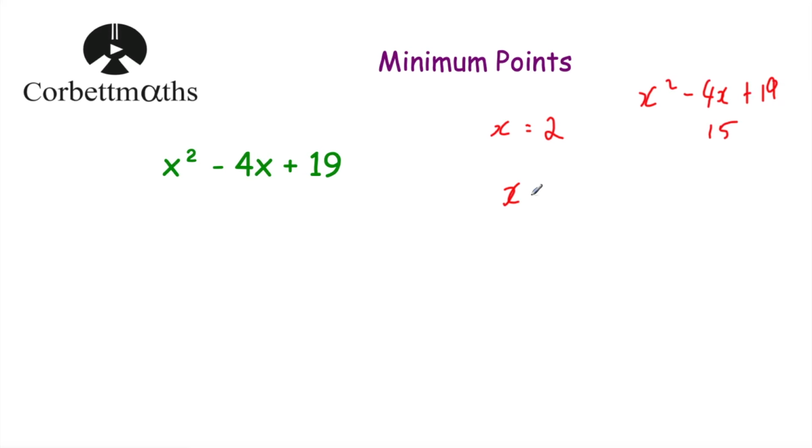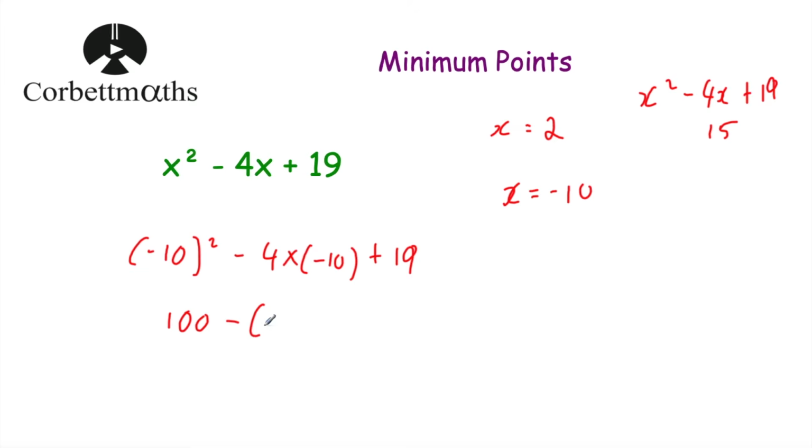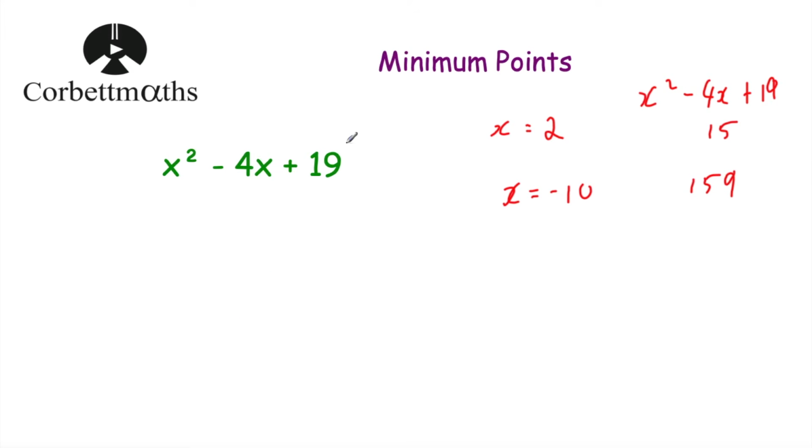We may have substituted other values, perhaps a negative value such as negative 10. Whenever x is equal to negative 10, we would do negative 10 squared minus 4 times negative 10 plus 19. Negative 10 times negative 10 is 100, and 4 times negative 10 is negative 40, so we're taking away negative 40, and then we add 19. 100 minus negative 40 is 140, plus 19 is 159. So whenever x is equal to negative 10, this expression would be equal to 159. So we should be fairly confident substituting values of x into this expression.